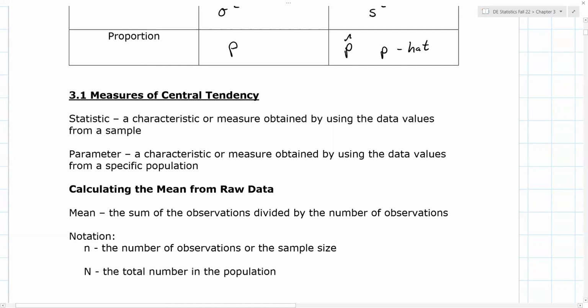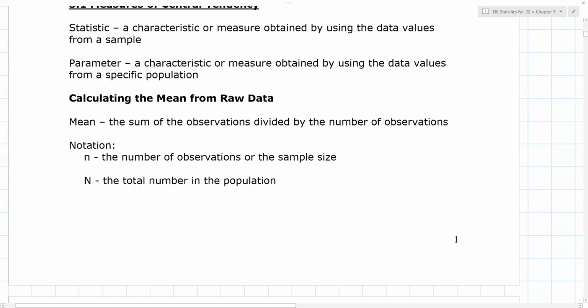Again, definition back from chapter 1, the difference between a statistic and a parameter. A statistic deals with a sample and a parameter deals with an entire population. All right, getting into how we find the mean of something.